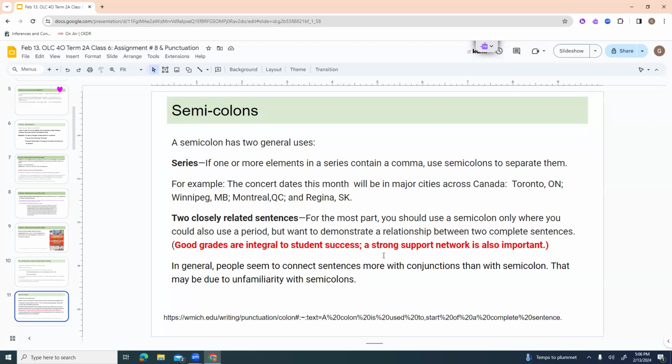The other one that you see, and it isn't used this way, I don't think people are familiar with using this, but I think it's one that might be used more often because people often use a comma to separate two sentences, and you can't do that, but you can separate two sentences with a semicolon. Generally, you should only use this if you could use a period. It's a complete sentence, but you want to show that there's a relationship between two complete sentences, like they're on a similar topic or theme. So for example, "Good grades are integral to student success; a strong support network is also important." So they're both talking about how to succeed in school.